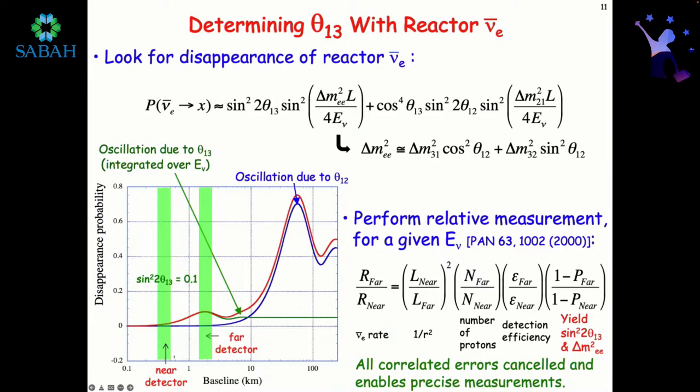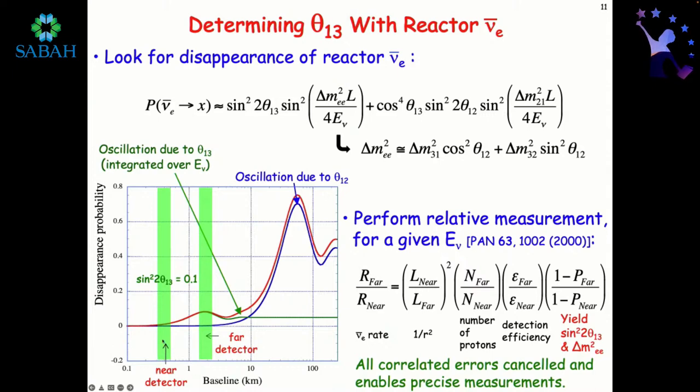So what we do is put one set of detectors very close to the reactor, and then another set of detectors farther away from the reactor. And also, we can try to position the far detector near the oscillation maximum corresponding to the oscillation of the mixing angle theta 1 3. Now, you may say, why do we want to do this?